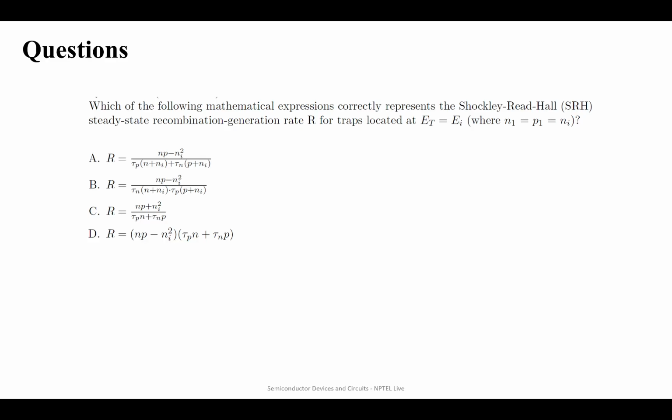Which of the following mathematical expressions correctly represents the Shockley-Read-Hall steady state recombination generation rate for traps located at ET equals EI, where N1 equals P1 equals Ni? R equals np minus ni squared by tau p n plus ni plus tau n p plus ni. R equals np minus ni squared divided by tau n n plus ni plus tau p p plus ni. R equals np plus ni squared by tau p n plus tau n p. R equals np minus ni squared times tau p n plus tau n p.